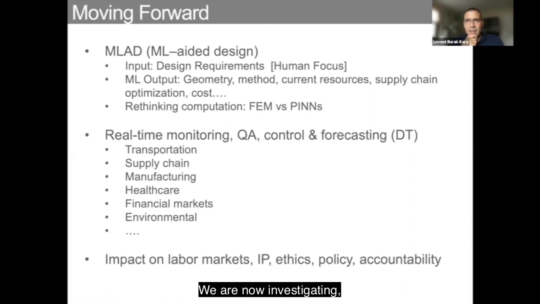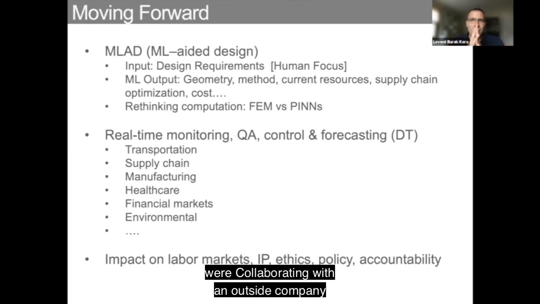We are now investigating, collaborating with an outside company in being able to realize this ML CAD, right? So being able to do machine learning for CAD altogether. So can we go from design requirements into a machine learning system automatically deciding what the design should look like, how it should be manufactured, should it be additive, should it be subtractive, should it be hybrid, where should it be made? Should it be made in-house? Should we actually send it somewhere else? How much is it going to cost? So the whole pipeline in design and manufacturing, we are hoping to actually take a stab at completely automating this process.